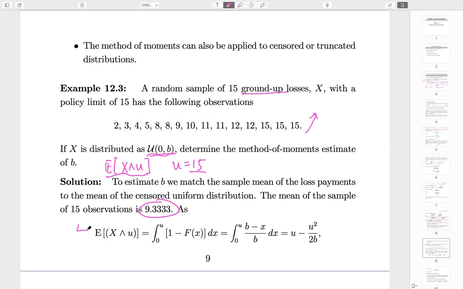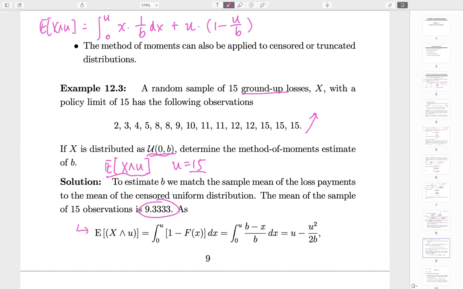Here is the computation, right? We apply the method from survival distribution. So this is a well-known result. Of course, we can also do it by definition, right? When X is between 0 and U, the minimum is X, and I know the probability density is 1 over B. Whenever X is greater than U, it is capped at U, so I need to know the probability of it. Obviously, it will be 1 minus U over B.